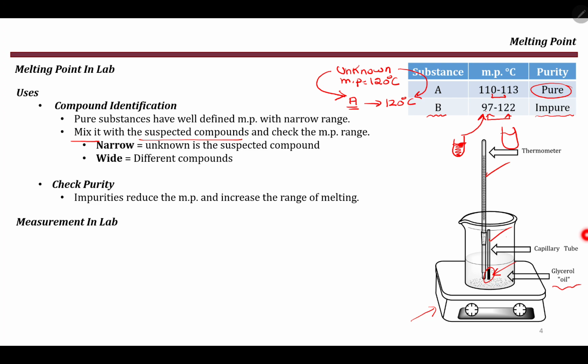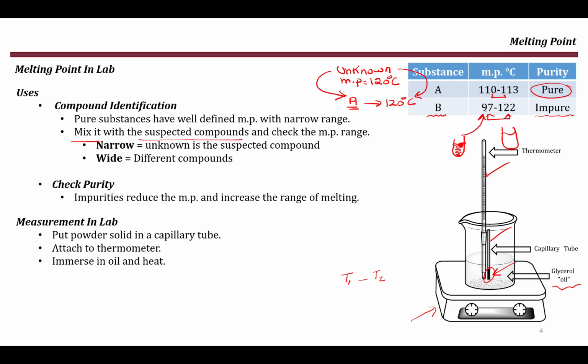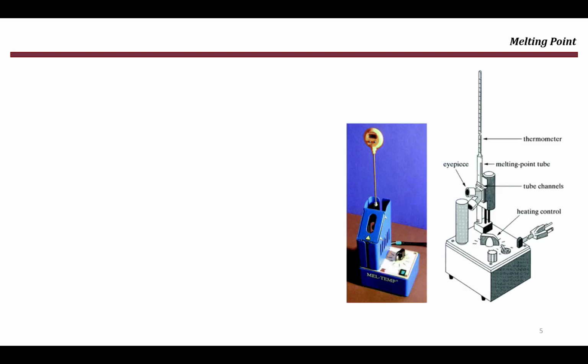Once we notice that the first amount of solid changes into a liquid, we record the first temperature, which is T1. And then we keep looking at the solid until it is completely dissolved, and then we determine the temperature, and this is T2, and this is how we determine the range of melting of the compound. So the powder solid is placed in a capillary tube. It is attached to the thermometer. They are both immersed in an oil bath and they are heated. The temperature is recorded once the first droplet appears and until complete melting.